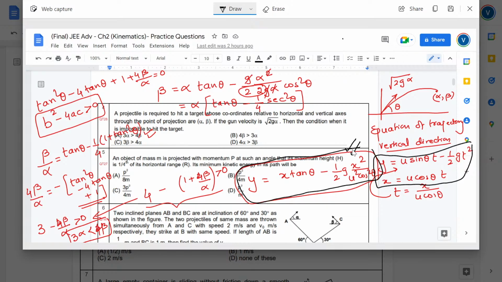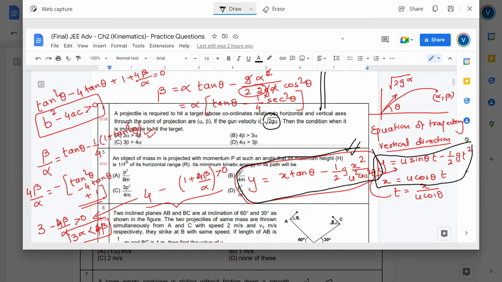Now, the point alpha, beta needs to fall on this equation of trajectory. So if you substitute y with beta and x with alpha, that should still satisfy the equation. If you do that, this is what you will get: beta equals alpha tan theta minus half, 1 by 4, sec squared theta. Remember we have substituted u squared as 2g alpha, because u is given as square root of 2g alpha.